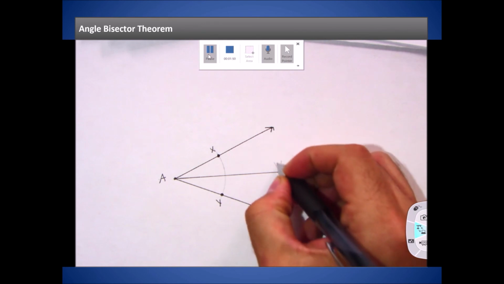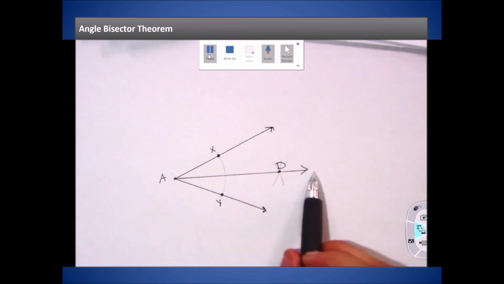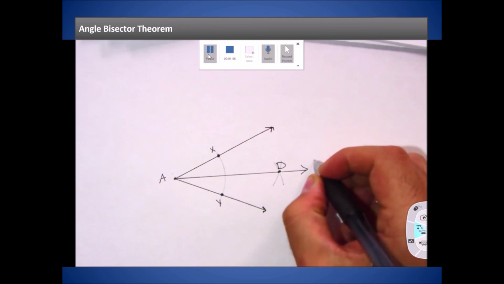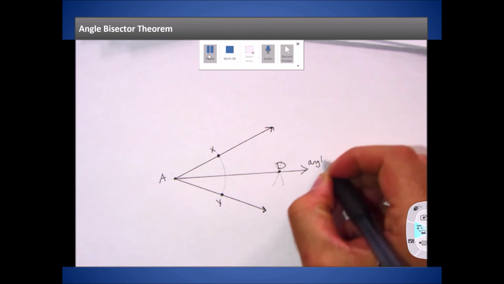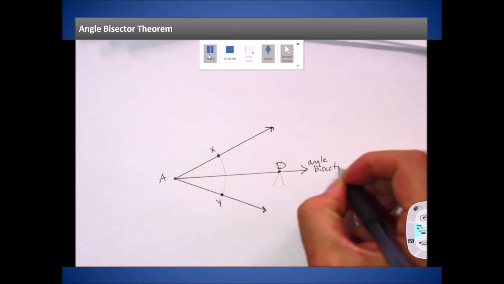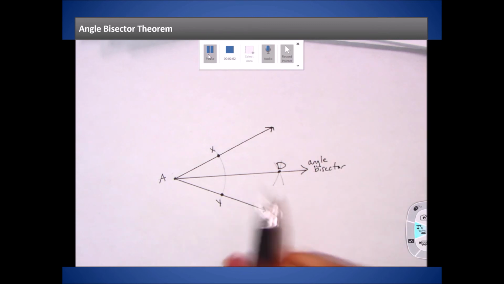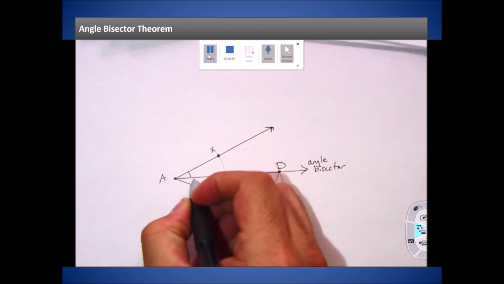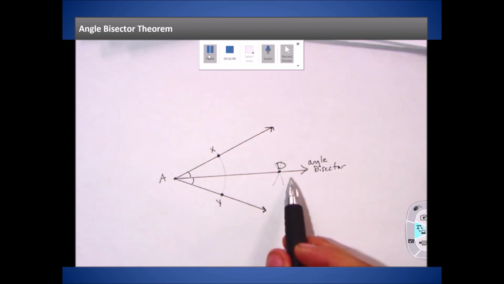And I'll call this point D. So this is ray AD. This is my angle bisector right here. And that means that this is cutting this angle in half. So this angle is the same as this angle. So that's what this is doing right here.